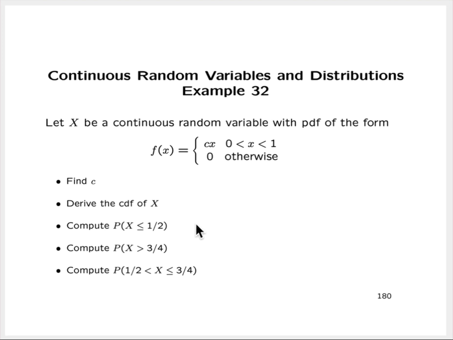We're going to compute the probability that the continuous random variable X is less than or equal to 1/2. We'll compute the probability that X is strictly greater than 3/4, and then we'll compute the probability that X is greater than 1/2 and less than or equal to 3/4.